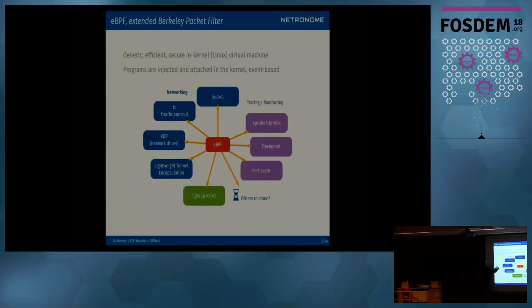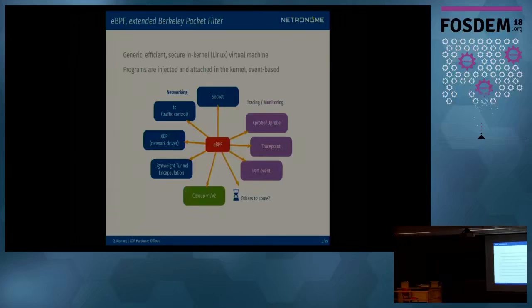So we have a variety of attach points inside the kernel for attaching various kinds of programs. We have TC for traffic control, where you can get some packets and process them. XDP, which is nearly the same thing, but at the driver level to get more performance. We have a lot of tracing and monitoring applications. You can attach programs to kprobes, for example, or to trace points.